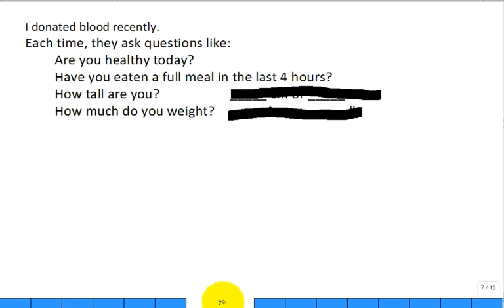I donated blood the other day. And every time I donate blood, they ask me questions like, are you healthy? Are you on prescriptions or taking drugs or done all these things? Have you eaten a full meal in the last so many hours? And then they ask a question. This is it. It's not a clicker question or anything. They say, how tall are you and how much do you weigh today? And I give an answer.